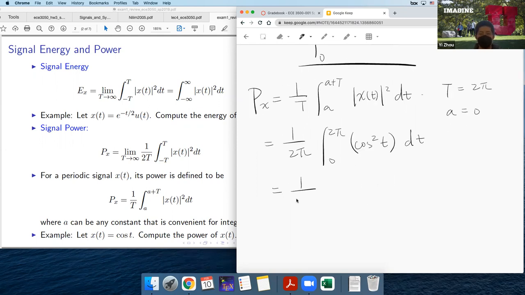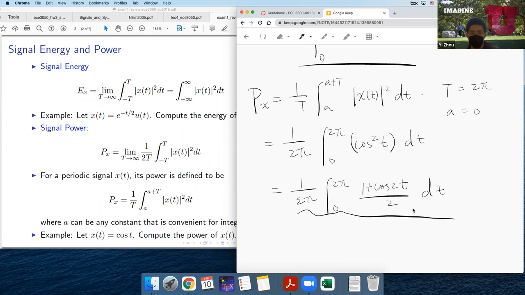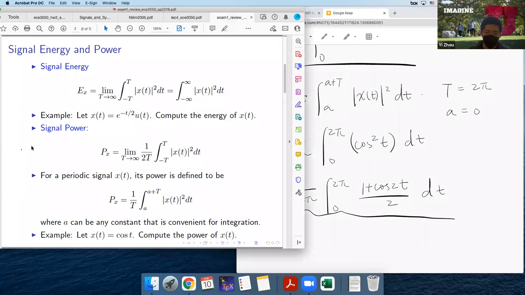And then we know cosine squared t is (1 plus cosine 2t) over 2, dt. Then you just work out this integration one by one. There are two components. Okay, so this is signal energy and signal power. Remember, in general, this is the magnitude of the complex signal, so if x is given in a complex form, you need to find the magnitude.